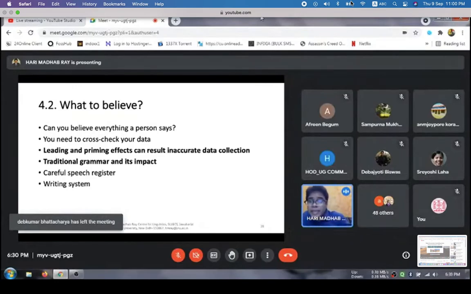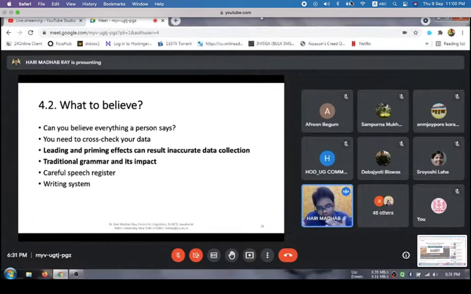And the writing system can also have an influence on the data. Let's say in Bangla, if you're talking about the writing system, there was a time, especially Bankim Chandra Chatterjee and others, with Sadhu Bhasha, and still many people write it. Let's say in Ananda Bazar Patrika, the editorial, you will see Sadhu Bangla. So what I'm saying is that the writing system can also influence the data.